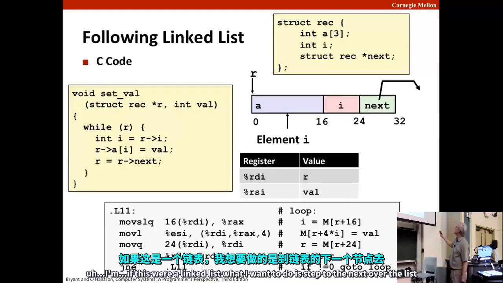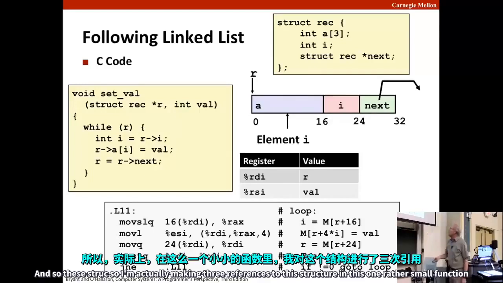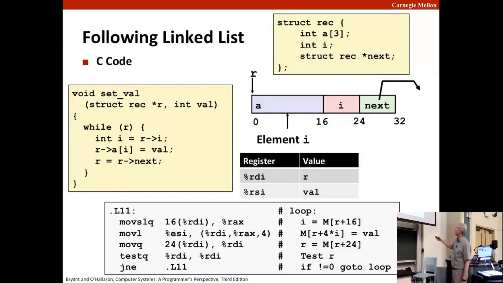If this were a linked list, what I want to do is step to the next element of the list. So I need to retrieve the next field from here. And so I'm actually making 3 references to this structure in this one rather small function. So let's try and figure it all out.